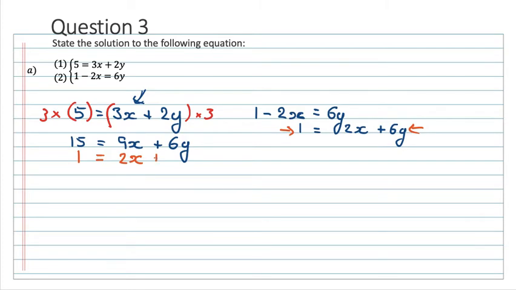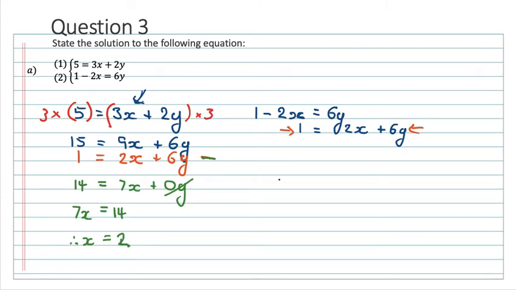So it will be 1 equals 2x plus 6y. We're going to subtract the 2. So in green, we'll subtract the 2. And 15 minus 1, that's going to be 14. 9x minus 2x, that is going to be 7x. And 6y minus 6y is going to be 0y, which cancels. And then solving for x, we're going to get 7x equals 14. And therefore our x is going to be a value of 2.